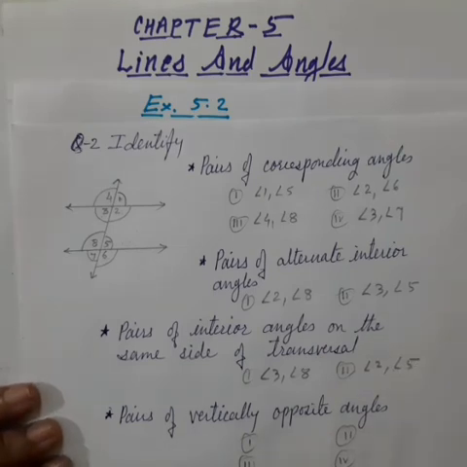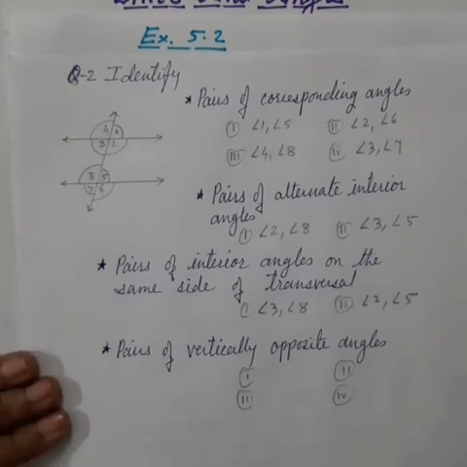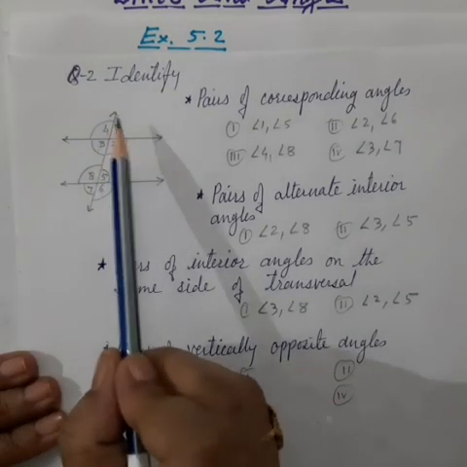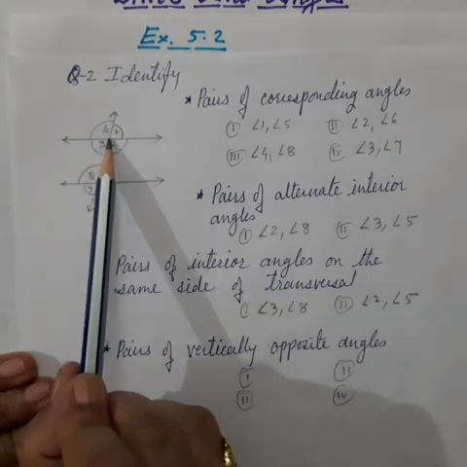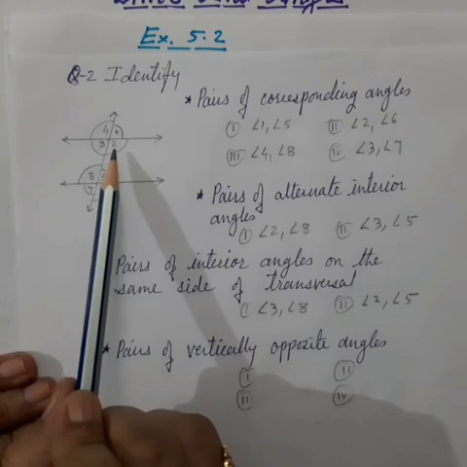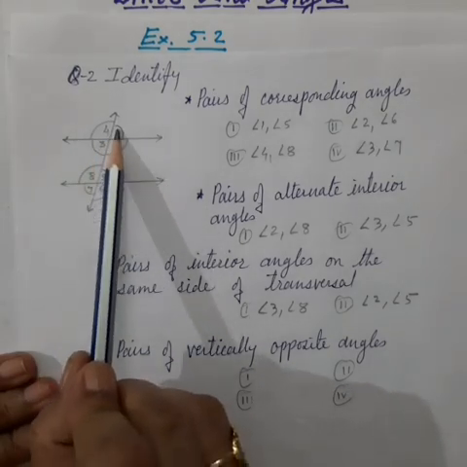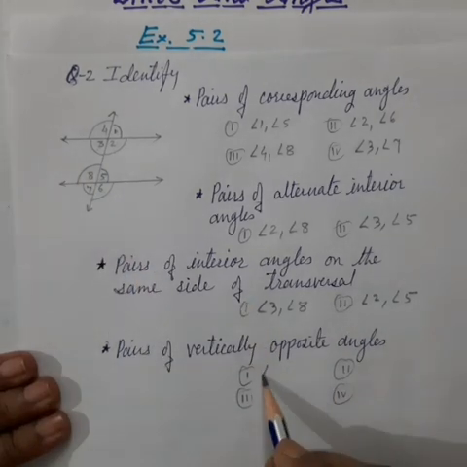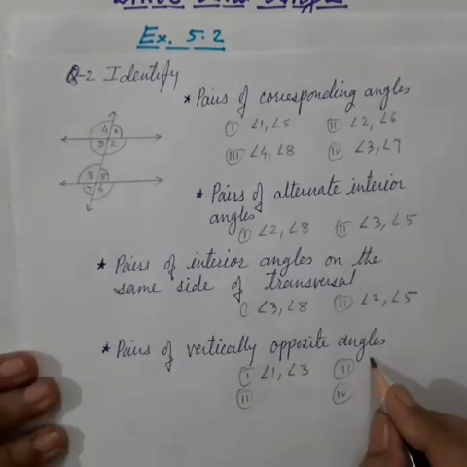Then pairs of vertically opposite angles. We know that vertically opposite angles are formed when two lines intersect. And vertically opposite angles have a common vertex and no other part is common. No arms common, no interior common. So here angle 1 and angle 3 are vertically opposite angles. Then angle 2 and angle 4 are vertically opposite angles.